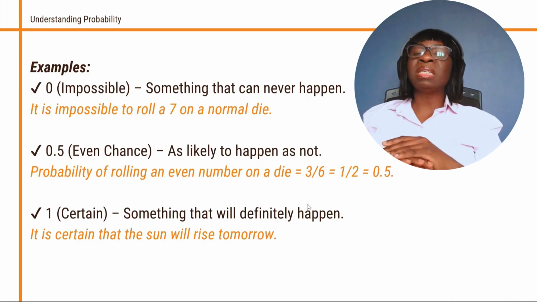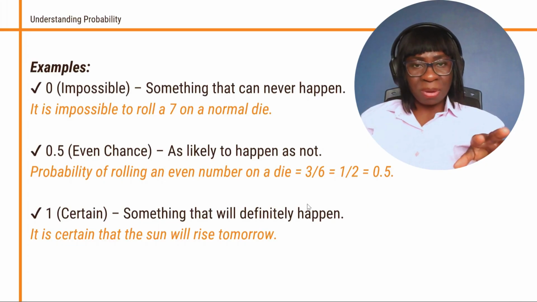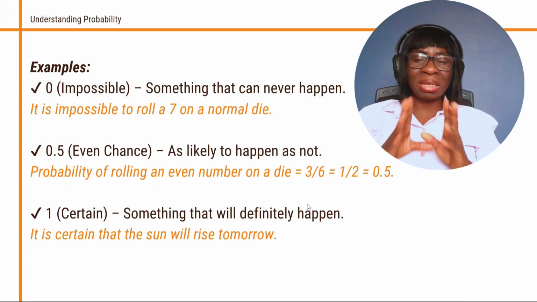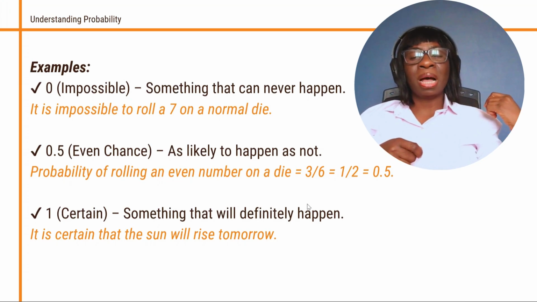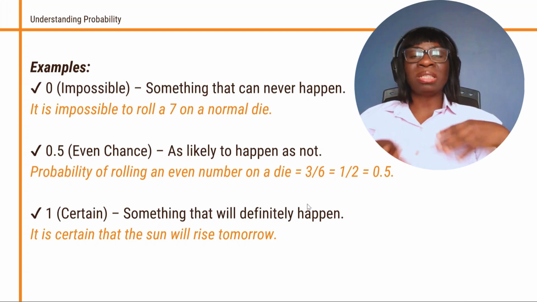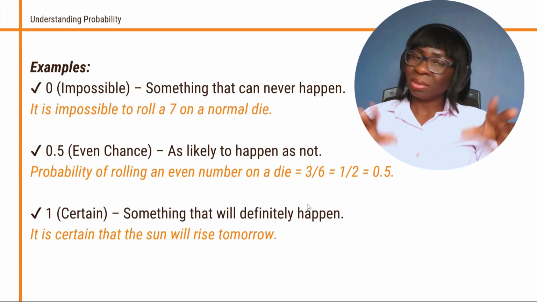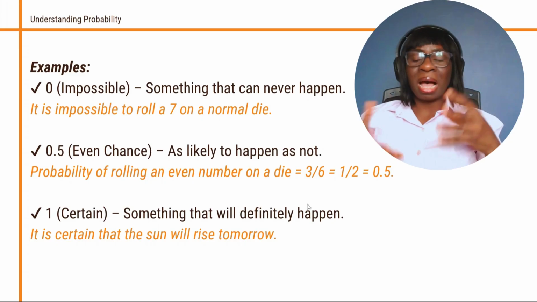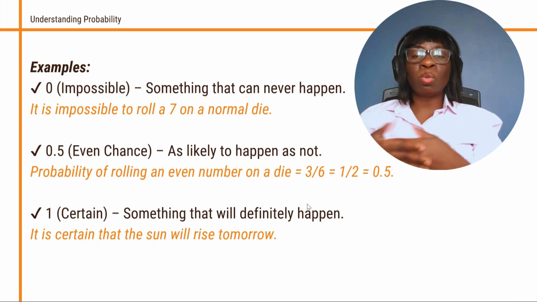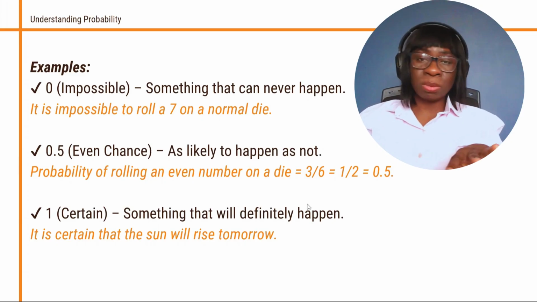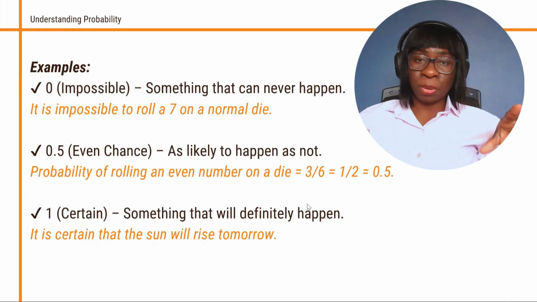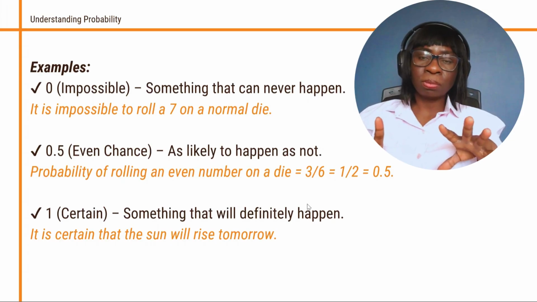If the probability of an event happening is 0, that means that event can never happen. For example, if we roll a die, what is the probability that we will get a 7? It is not possible because normal dice have numbers 1 to 6, so it is impossible. So the probability of getting a 7 when you roll a die is impossible, so that will be 0.